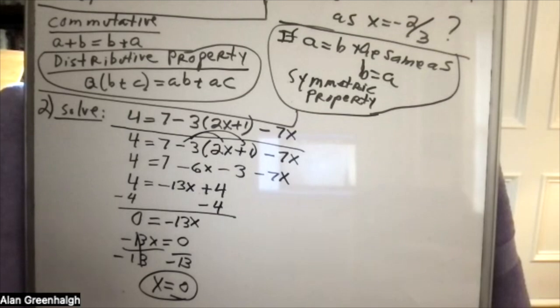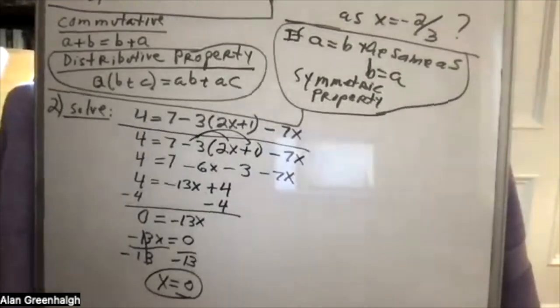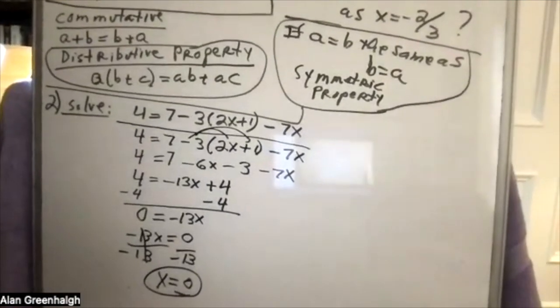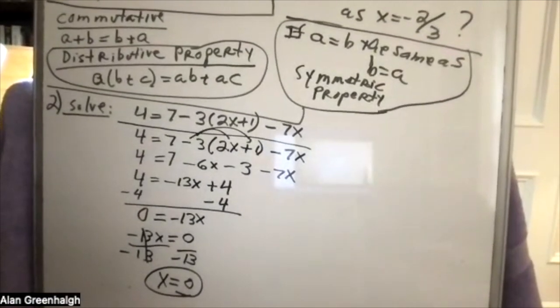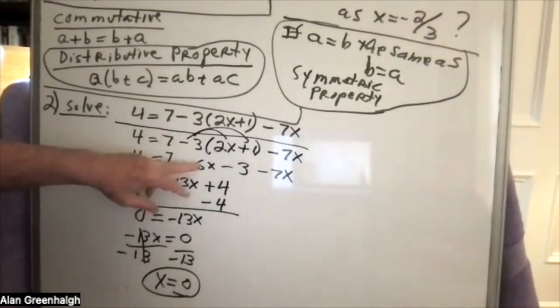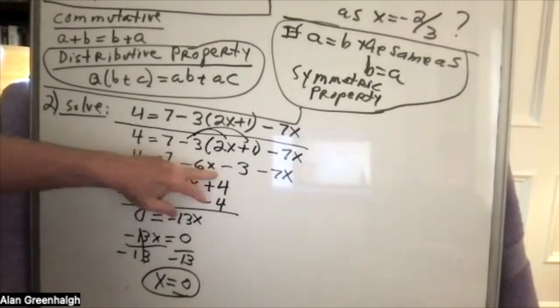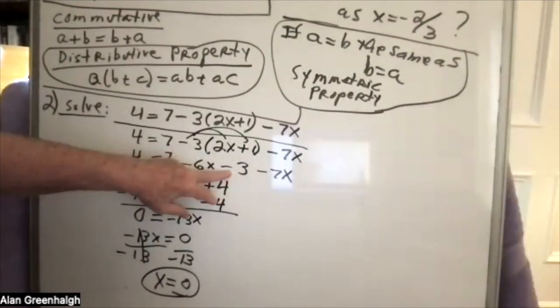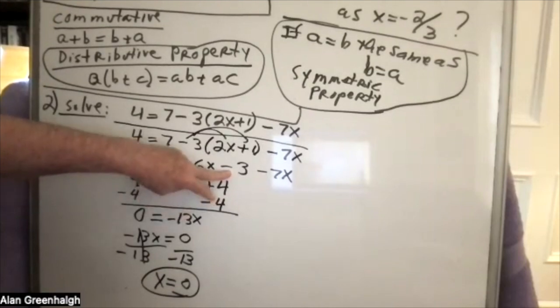Professor, I made a mistake, but I still got the same answer. You made a mistake but got the right answer. Yes, I don't like that. I know, it's weird. What mistake did you make? When I distributed, I left it positive instead of negative. I had 6x plus 3 and you still got the right answer? Yeah, because then I combined like terms and I got -13x plus 3.